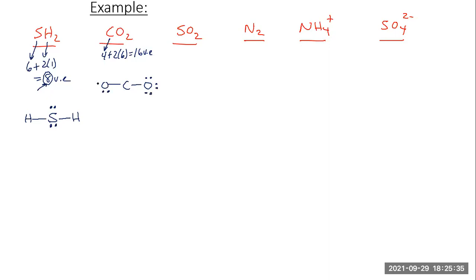8, 10, and 12, that is filled. We have now placed a grand total of 16 electrons. When you look at this, you should see that the carbon is not good. It does not have 8. It only has 2 and 4 electrons.